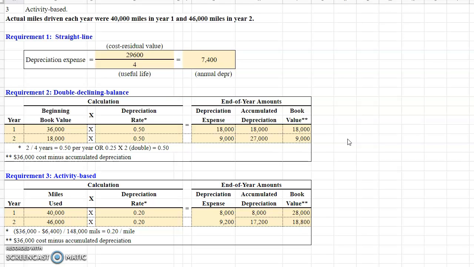Activity-based is often used with things like vehicles or machines where you can estimate the usage better than how long, time-wise, it's going to last. Now, declining balance and activity-based are more complicated. However, you can set them up in a spreadsheet and it does all the calculations. So if the company decides they want to use one of those, it's not that difficult to set it up.